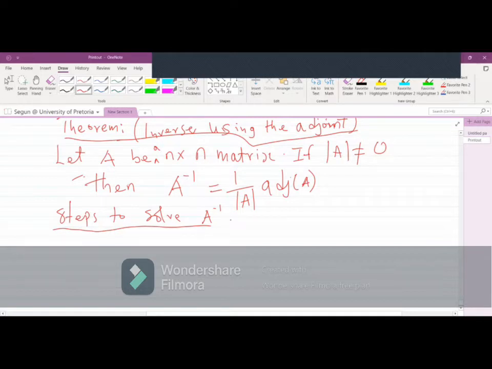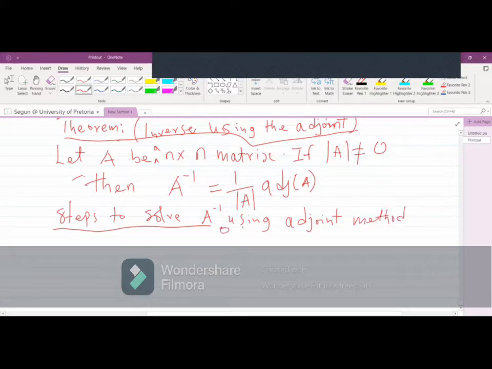So the steps to solve A inverse using the adjoint method.